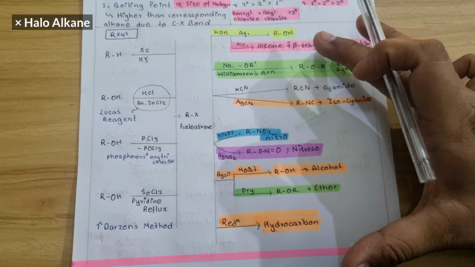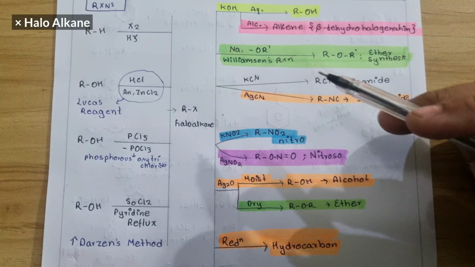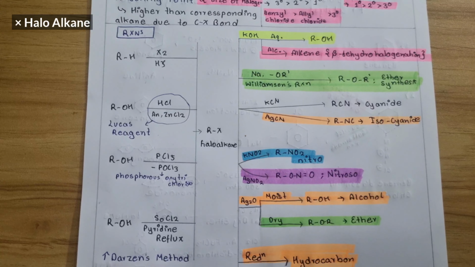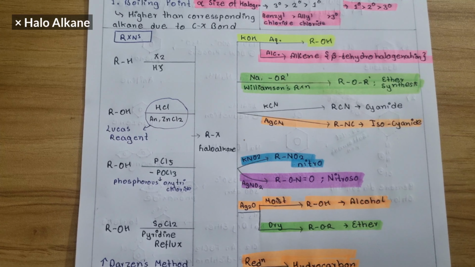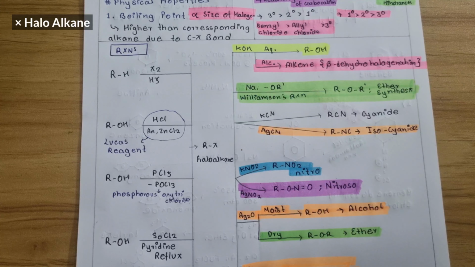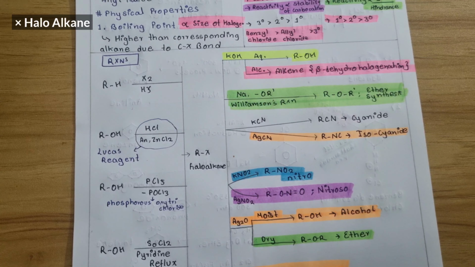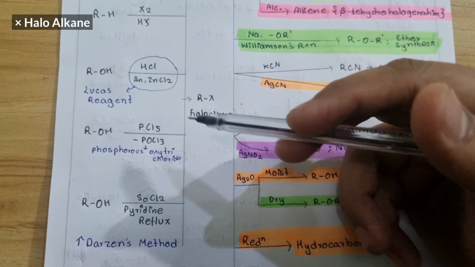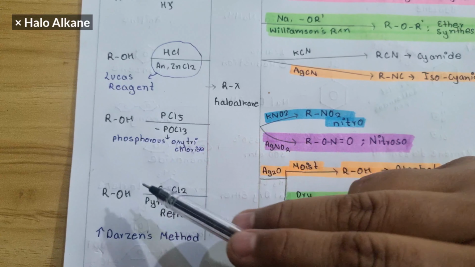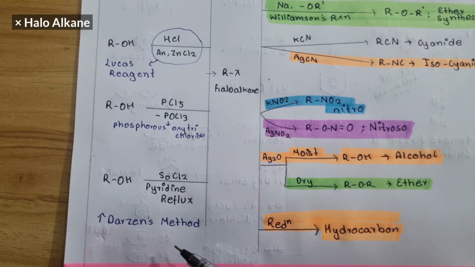Now let us understand the preparation and the reactions or chemical properties commonly shown by haloalkanes. Haloalkanes can be produced from alkanes by halogenation. Halogenation of alkanes is a reversible reaction, so it is carried out in the presence of an oxidizing agent like HNO3, HIO3, etc. It can also be prepared from alcohol by treating it with Lucas reagent or PCl5, or from Darzens' method.